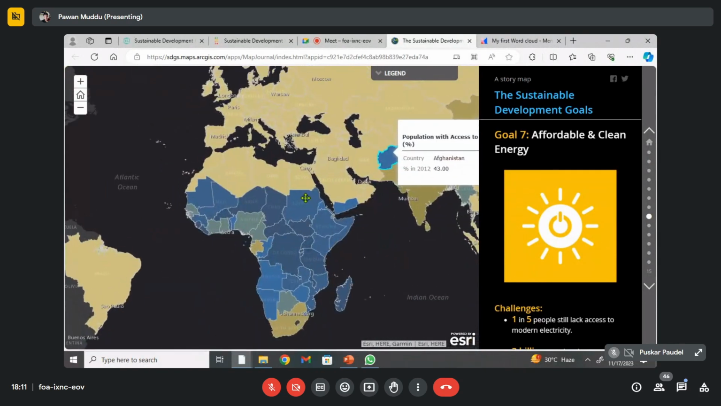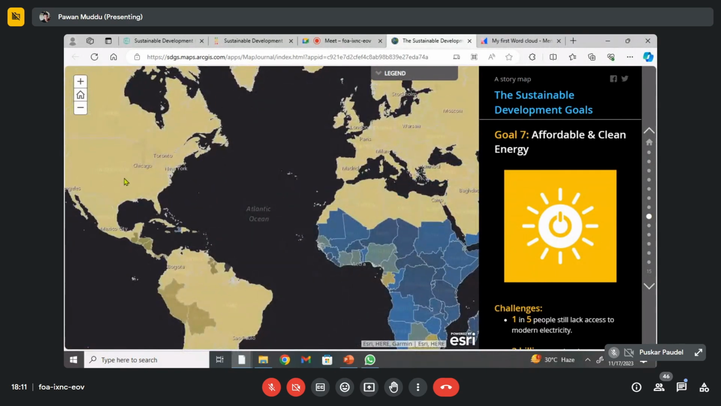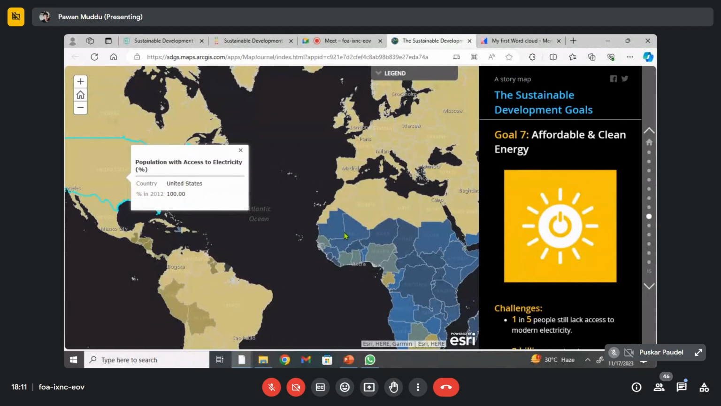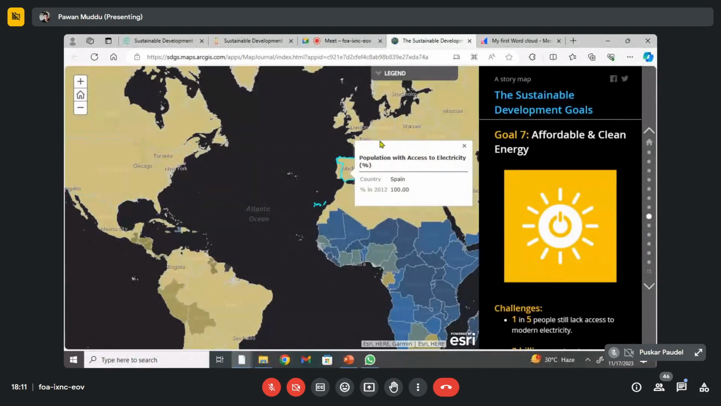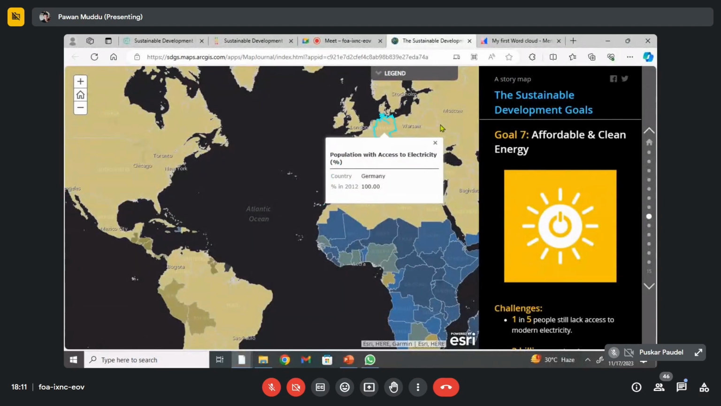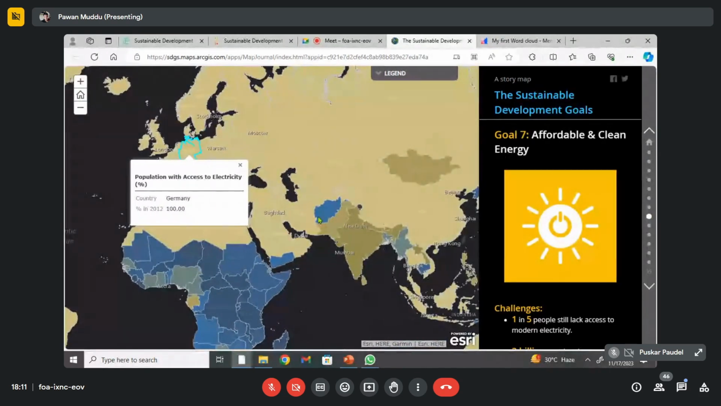Sub-Saharan Africa has its issues, but if you come to the first world countries, they have electricity access. You never see even a power outage, maybe only of a few hours. That's it. But our world still needs to come to that level.